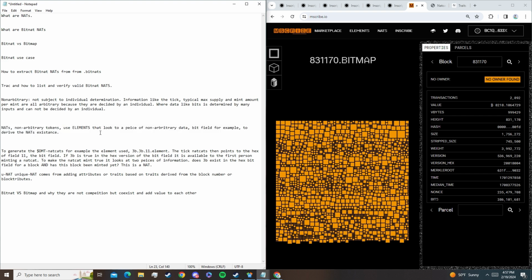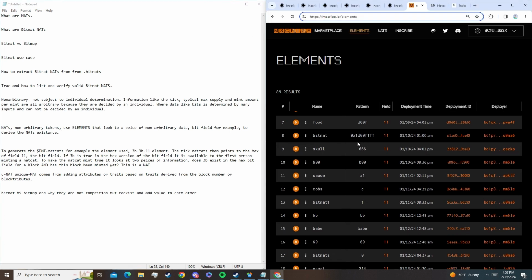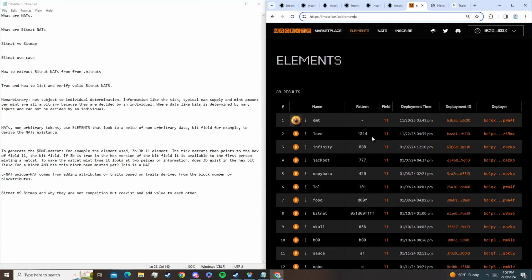It uses elements that look to a piece of non-arbitrary data, bitfield for example, to derive the NAT's existence. So what that's saying is an element, you can go to mscribe here, elements, and it'll show all the elements, right? And it'll give you a name, right? So let's look at infinity, for example. It'll give you a pattern 888, and it'll tell you the field. So field 11 is the bit field. That's all this is saying. This is giving a name to a pattern and where the pattern is found.